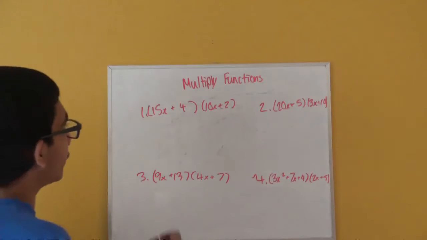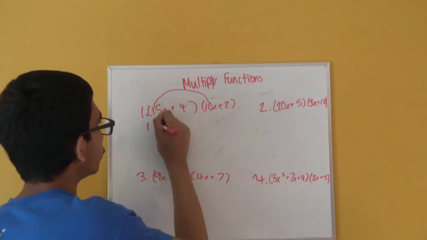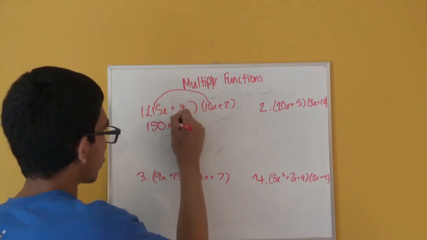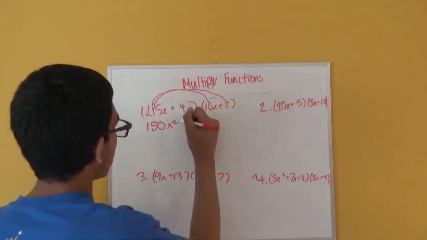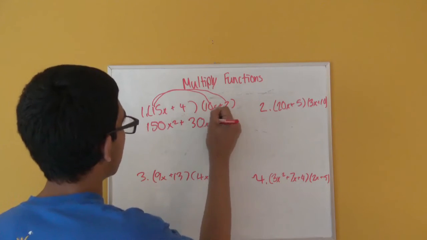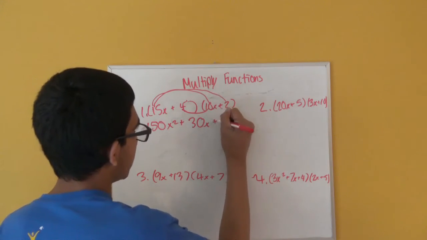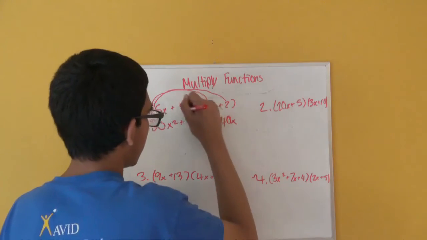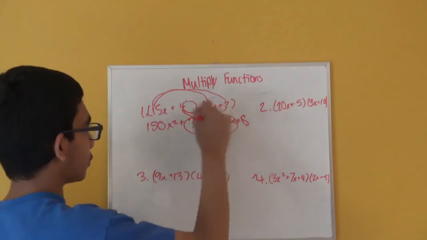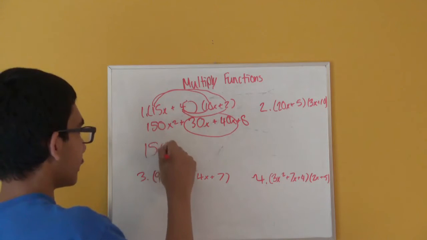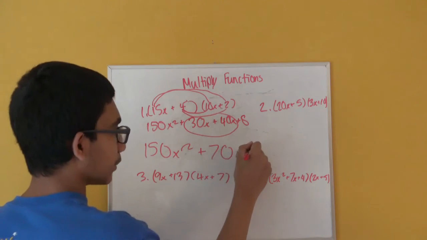I'm going to use FOIL. So 15x times 10x is 150x squared. 15x times 2 is 30x. 4 times 10x is 40x. And 4 times 2 is 8. So I just have to add the like terms. So I get 150x squared plus 70x plus 8.